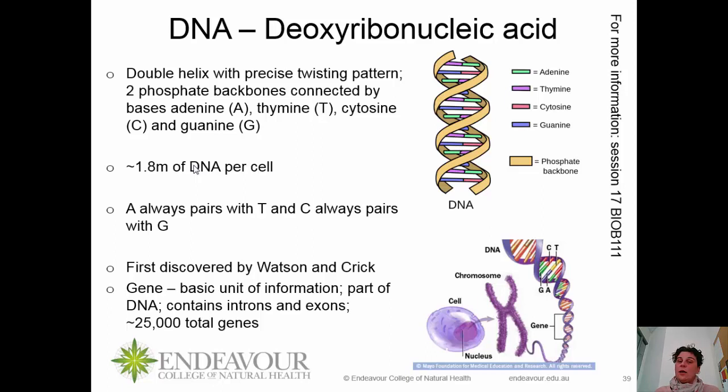So this cell needs to really tightly control how this DNA is structured within this tiny little nucleus. DNA is there as genetic material. Genetic material is genetic material because it contains something we call a gene. A gene is part of DNA, and it's the basic unit of information. And that information is basically encoding for what we call proteins.